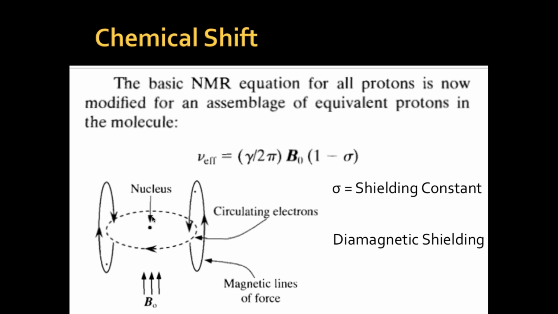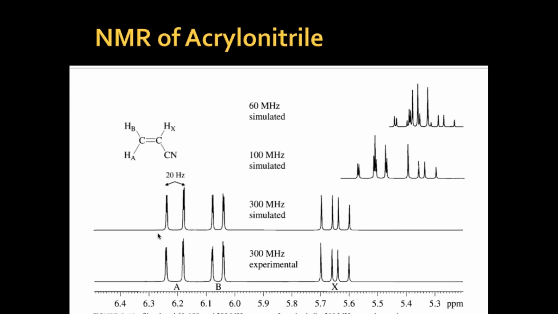So on this slide, we just need to remember one thing. The significance of this slide is to know that the nucleus has electrons revolving around it, circulating electrons. They have their own magnetic field, and we apply the magnetic field B naught, which is from the instrument. We should know these things, which is important to understand the next example. Now let's move to the example. As I said, I'll explain everything with the example.